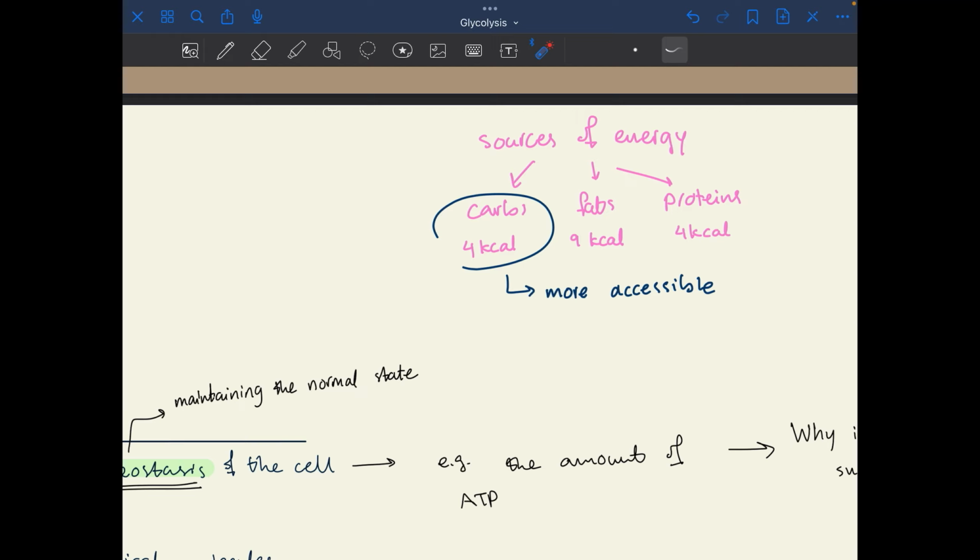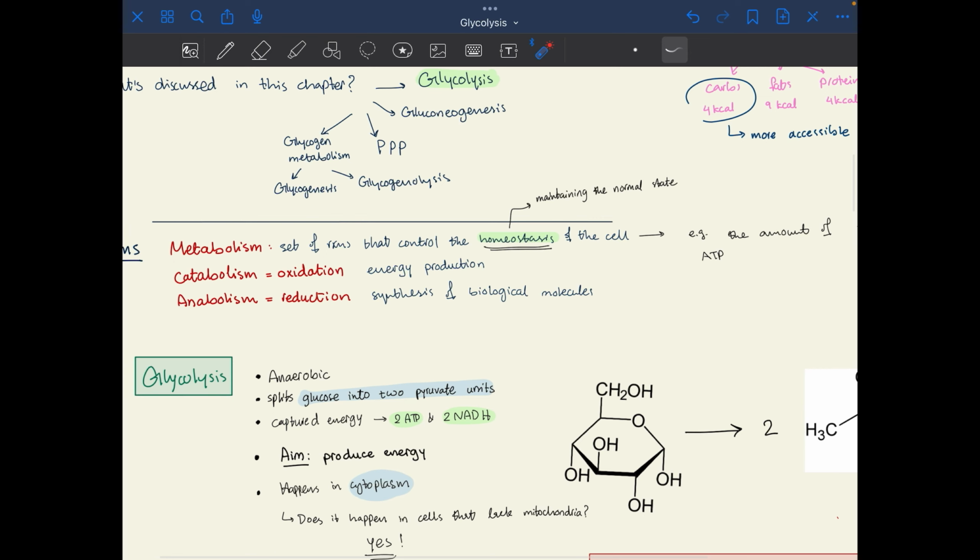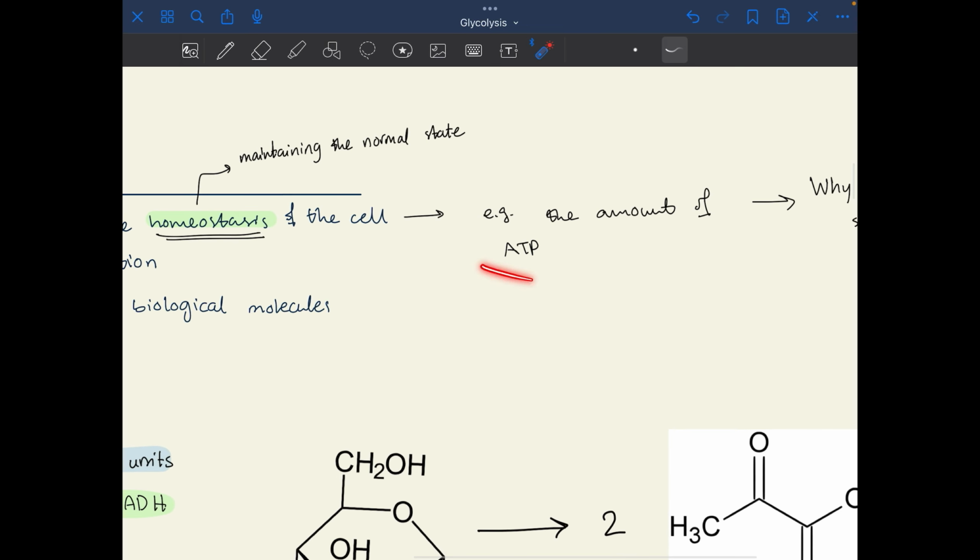Carbs are the most accessible one. That's why our body relies on it more. Okay, now before we actually start, we need to clarify these three terms: metabolism, catabolism, and anabolism. Metabolism is a set of reactions that control the homeostasis of the cell. So homeostasis means maintaining the normal state. The amount of ATP, for example, needs to be maintained.